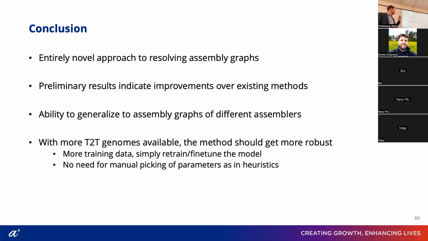And finally, with more telomere-to-telomere genomes assembled, the method should get even more robust. It should, in theory, get more powerful because we will have more training data. And the more different genomes we see in training, the more different species, the more different types of reads, the GNN should be able to generalize better to even new unseen genomes.